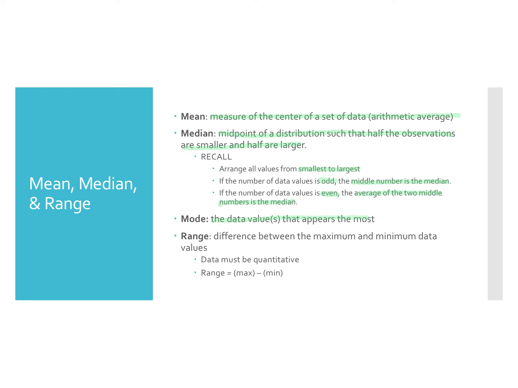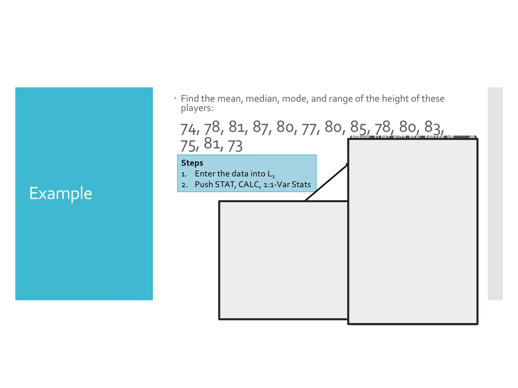Mode is the data value that appears the most, and range is the difference between the maximum and minimum data values. So we're going to have some questions in which we have to find the mean, median, mode, and range of the height of these players or some team.